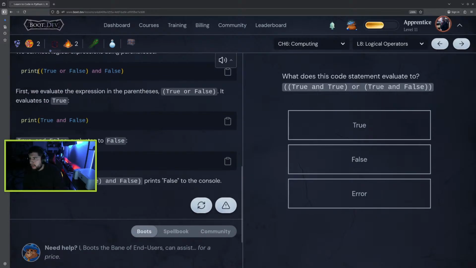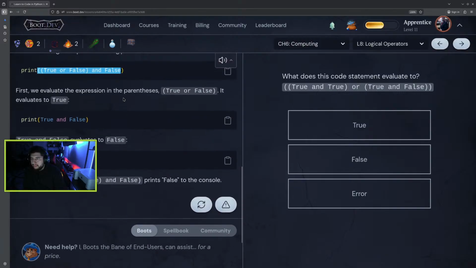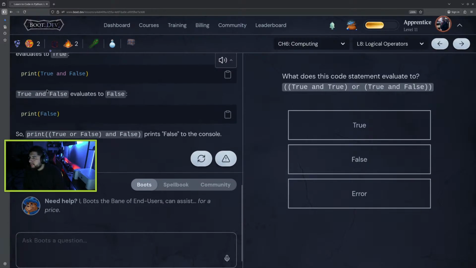Alright, with another parenthesis. First, we evaluate the expression in parentheses, true or false. It evaluates to true. Print true and false. True and false evaluates to false. Print false. So printing true or false and false, it prints false to the console.